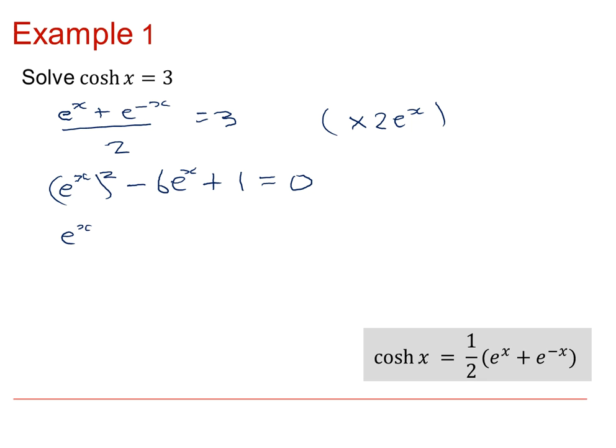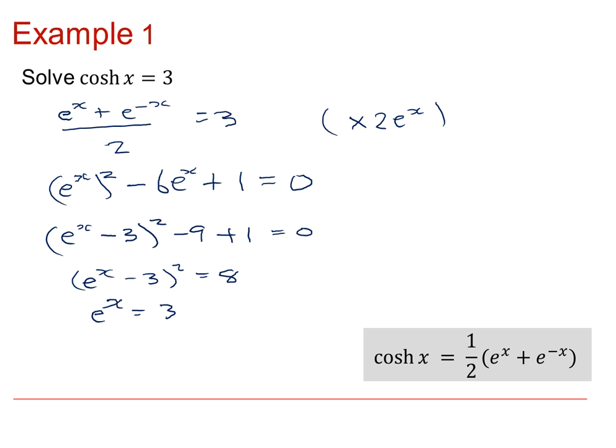So, completing the square would give us e to the x minus 3 squared minus 9, and then we've got that plus 1 still, or e to the x minus 3 squared equal to 8, giving us e to the x equals 3 plus or minus 2 root 2. Taking the natural log of both sides, this would give us x equal the natural log of 3 plus or minus 2 root 2.